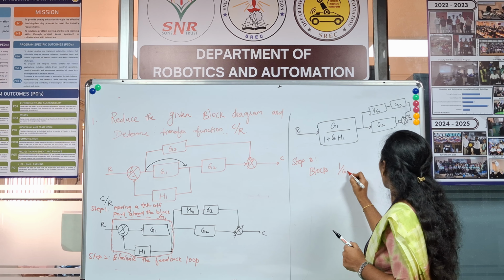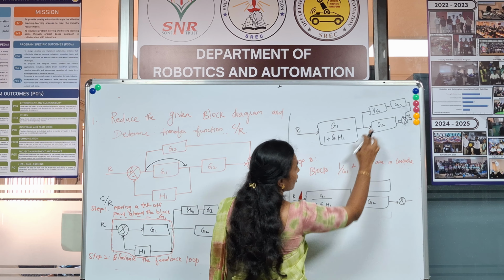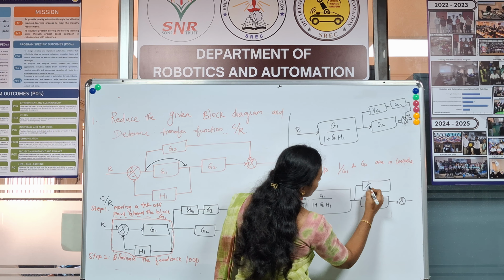Both the blocks being reduced as a single block, what is the value of that block? It is a multiplication of both things, right? So 1 by G1 into G3, right? So this is plus, and you have your output, which is nothing but R. So now you have combined both the blocks into one single block, the value of which is G3 divided by G1. So 1 by G1 is one block and another block is G3. You have combined them into one single block, which is G3 divided by G1, right?